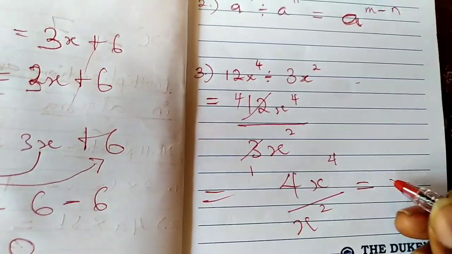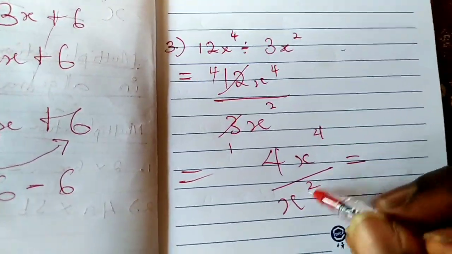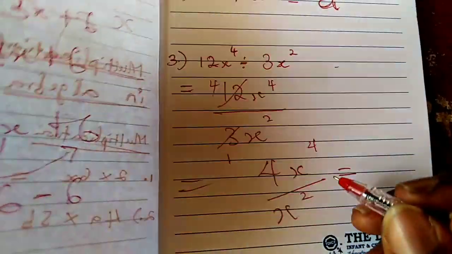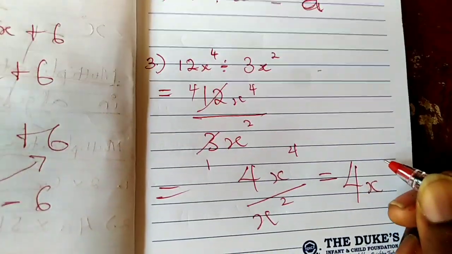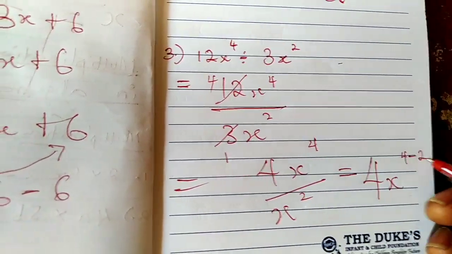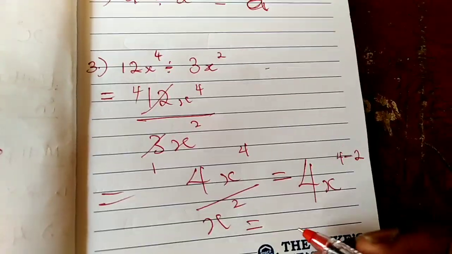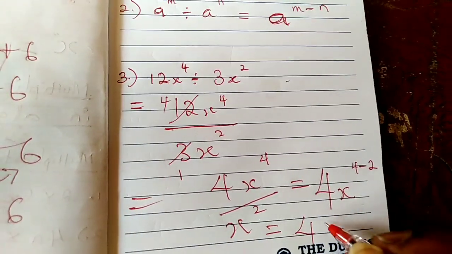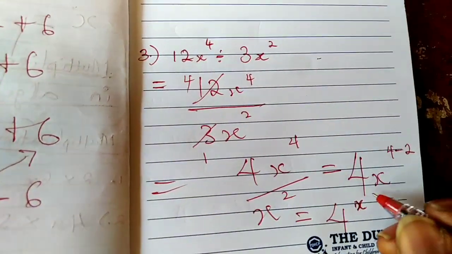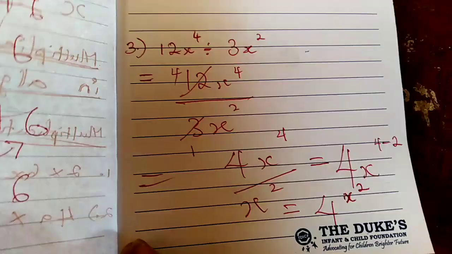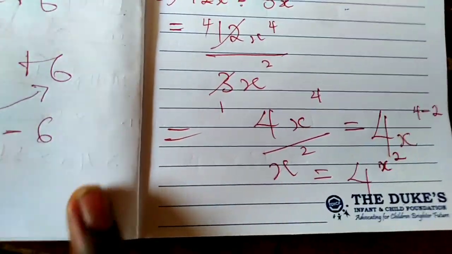So to go further, I have the powers now. Division means the two powers will be subtracted. So now I have 4x raised to the power of 4 minus 2. So that will give me 4x raised to the power of 4 minus 2, that will be 2. 4x raised to the power of 2. Have you seen it? So that's for that.